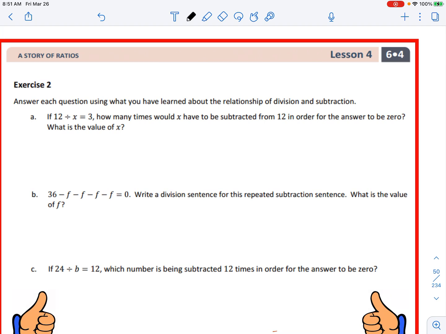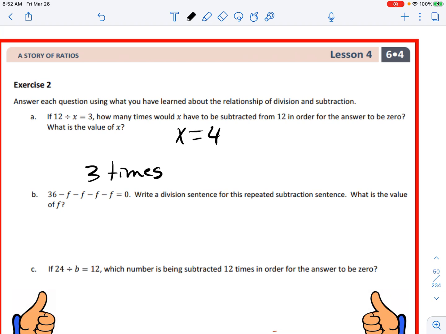Okay, so first of all, let's figure out what x is. X is going to equal 4, okay, because 12 divided by 4 equals 3. How many times are you going to have to subtract 4 in order to get 0? Subtract 4 from 12 in order to get 0. Going to have to subtract it 3 times. Okay.